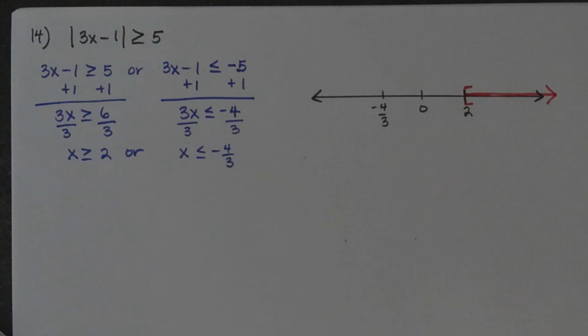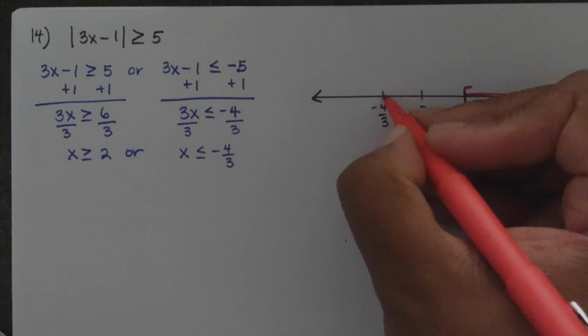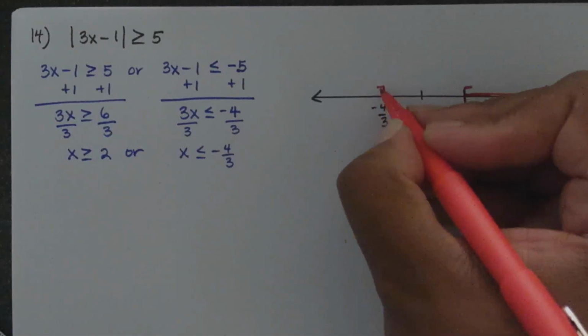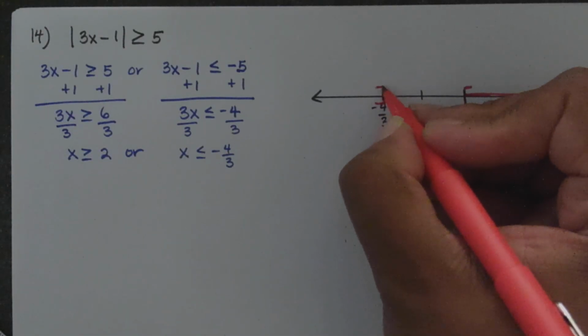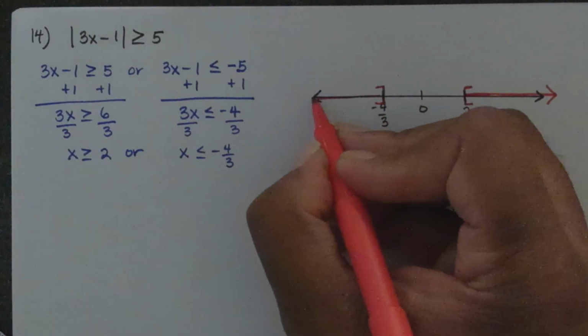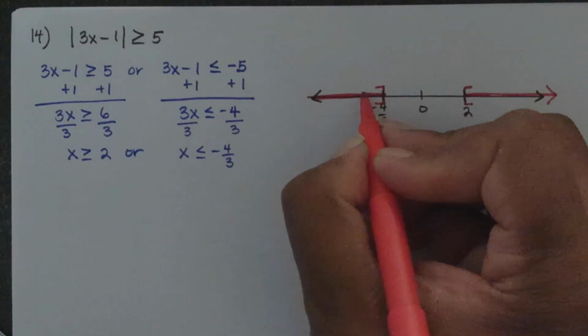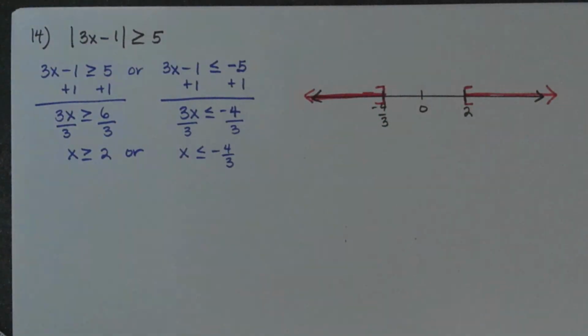Now for x is less than or equal to negative 4/3, again, bracket or parentheses. This time a bracket, but this time which direction do I shade? To the left of negative 4/3. So this is what my graph looks like.